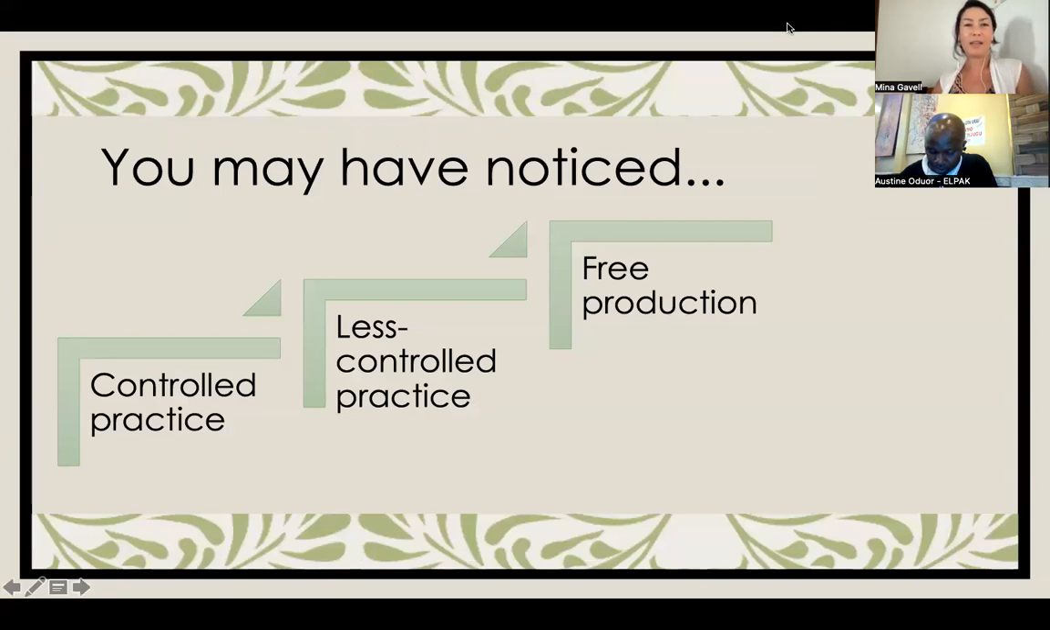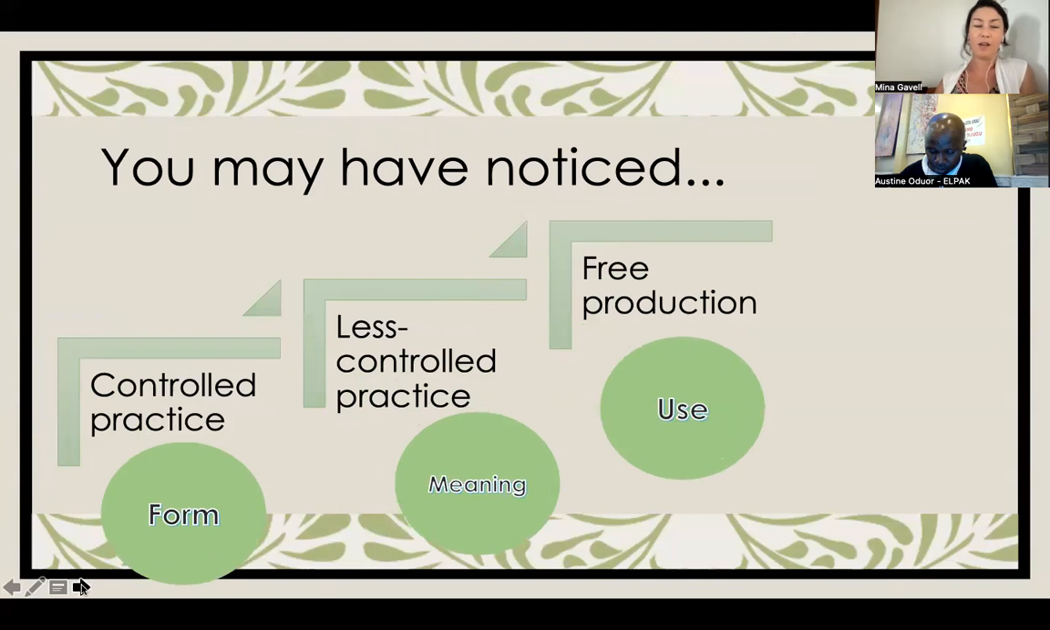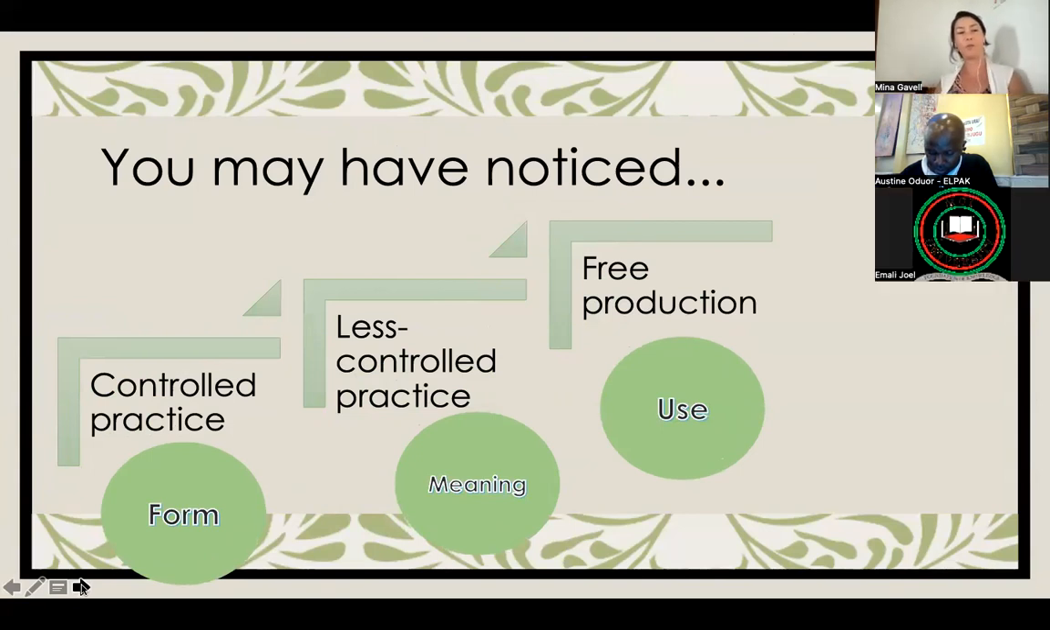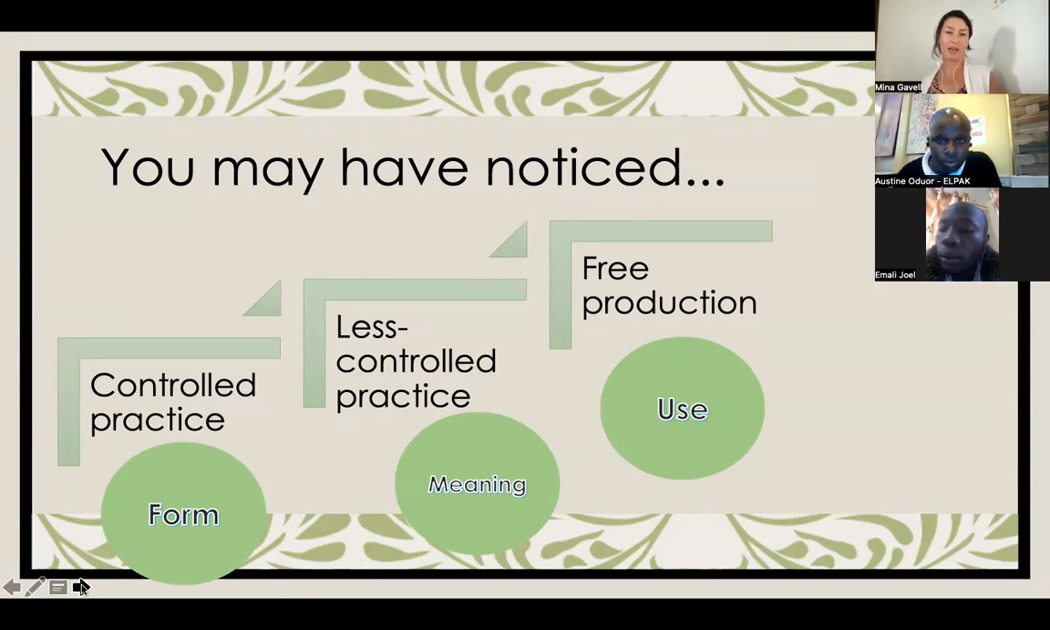So while we were doing this, some of you may have noticed that there's some kind of similarities to other things we've talked about. So the first concept we looked at today was this form, meaning, and use. In controlled practice, the focus is mostly on form. In the less controlled practice, we begin to bring meaning in it. And then in free production, we're using the language in a way that we really do use it in real life.